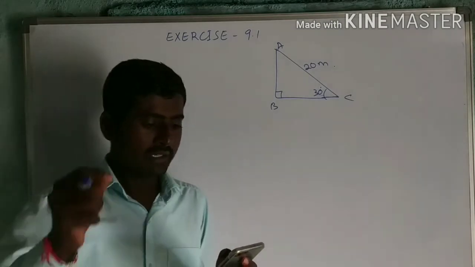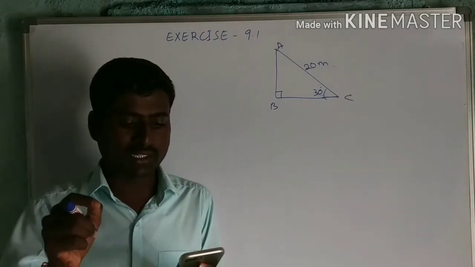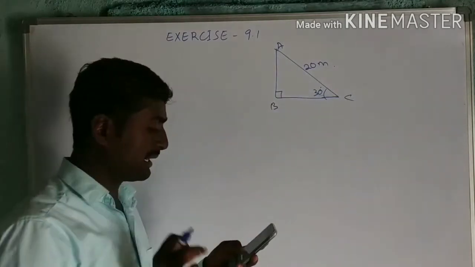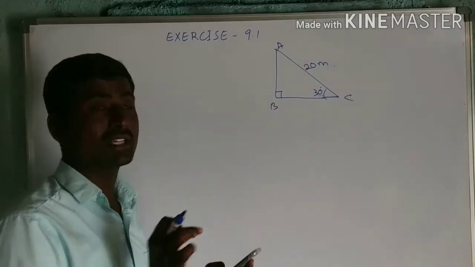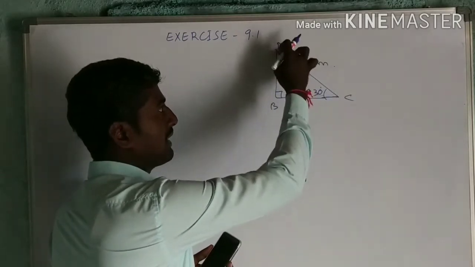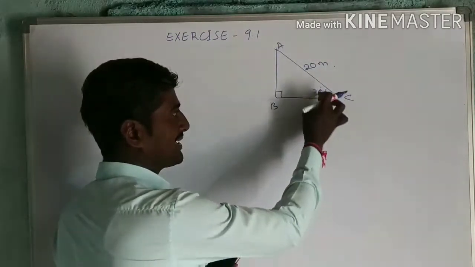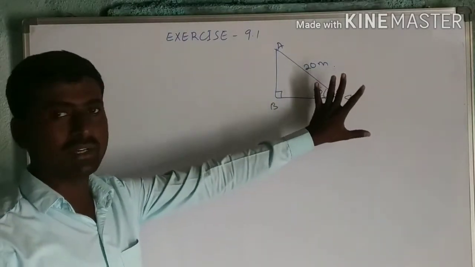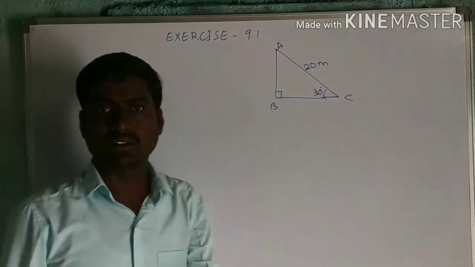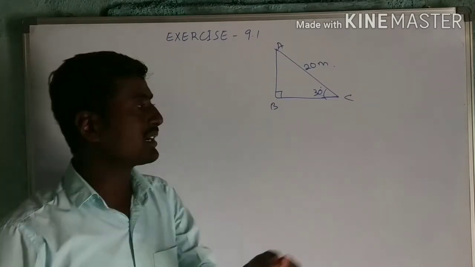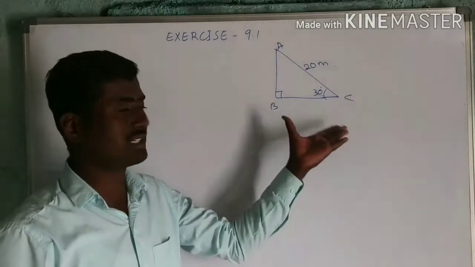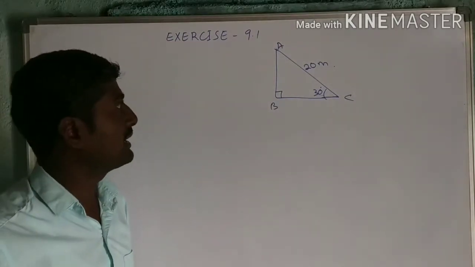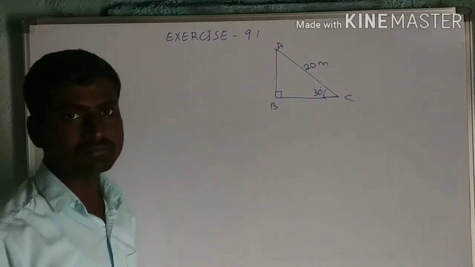Then, the angle made by the rope with the ground level is 30 degrees. This is the rope. The angle made by the rope with the ground is 30 degrees. Okay. This is the given diagram only. I drew the given diagram. If the diagram is not given, you have to draw the diagram yourself. For this question, they have given the diagram. Now let us solve this. We have to find here what? AB I have to find.